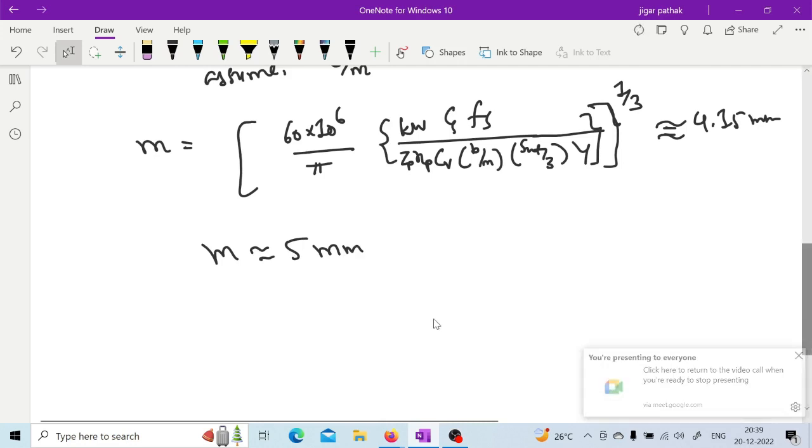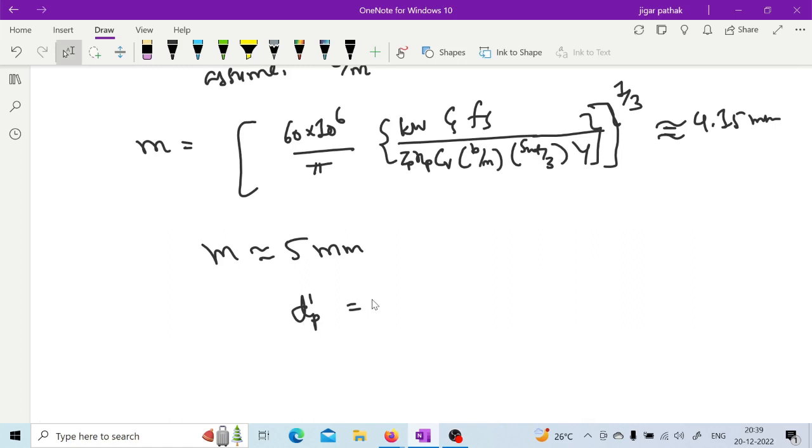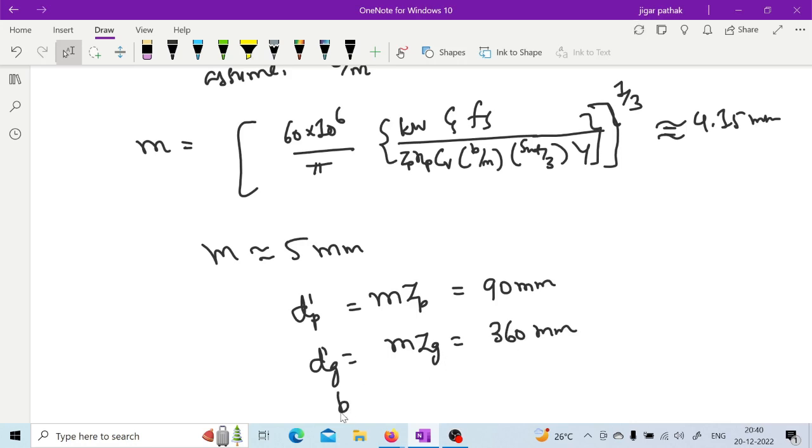So if we take that module as 5 mm, then diameter of pinion will be M into ZP, which will be 90 mm, because 18 teeth are there, right? So DG dash will be M into ZG, equal to 360 mm, right? Because it is 5 into 72, and face width will be 10 times module, that will be 50.